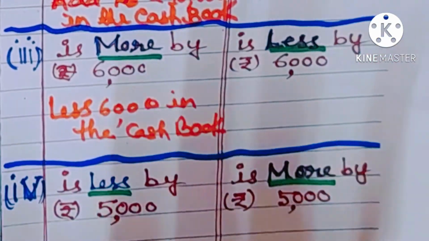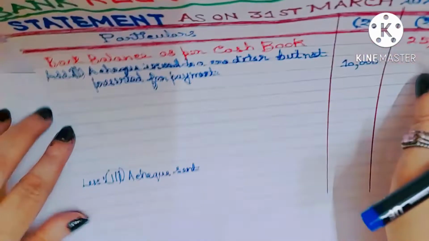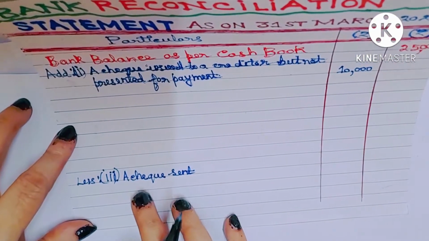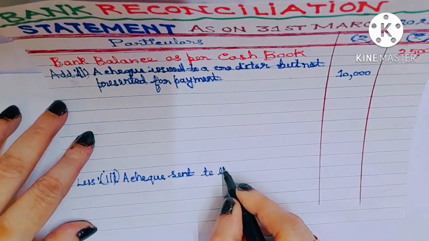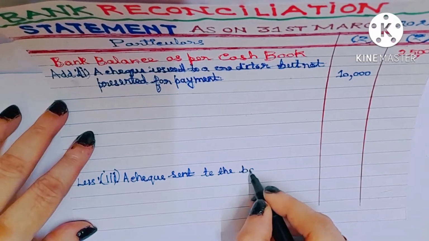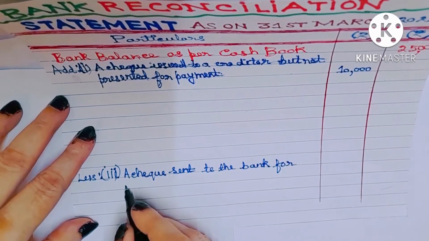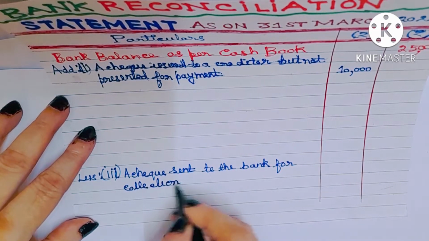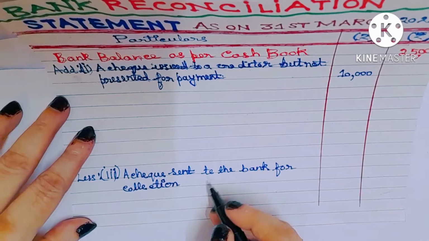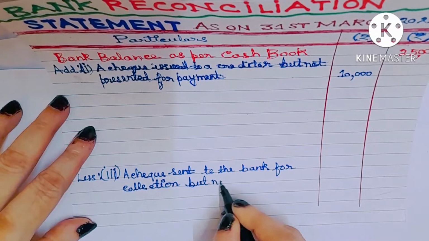Understood? Now let's deduct rupees 6,000 in the cash book. So we'll deduct: less, a check sent to the bank for collection but not yet credited by bank.